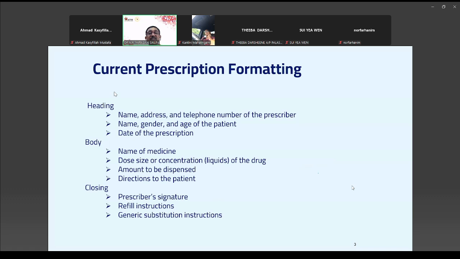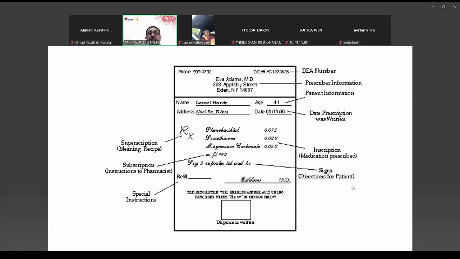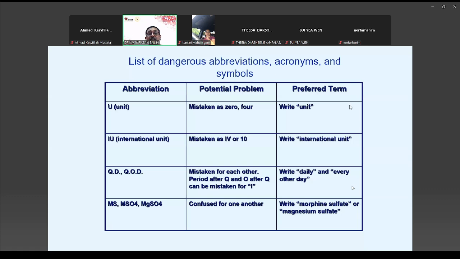So any prescription, this is a standard prescription, will have a heading, the body and closing, which I will go through very fast. These are sample prescriptions. This is a sample prescription: heading, the body, the signature. And these are the dosage, list of dangerous drugs and list of the abbreviations.